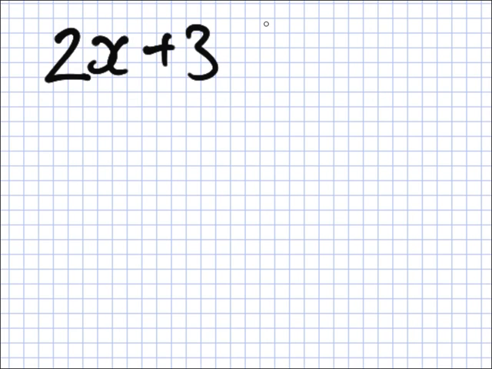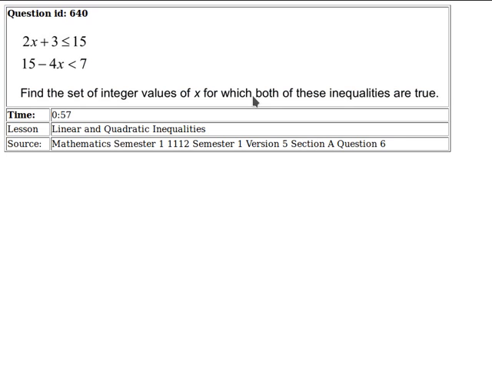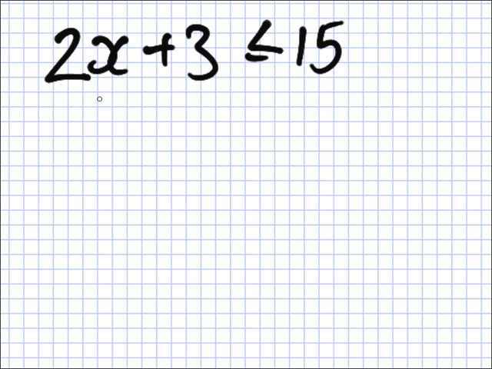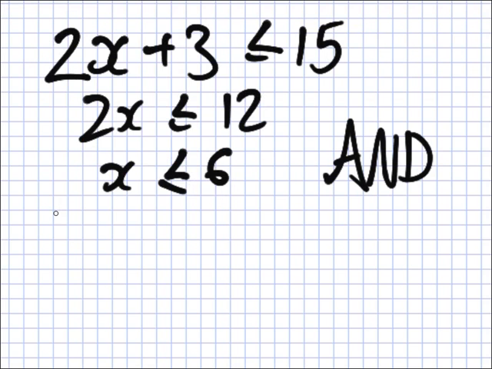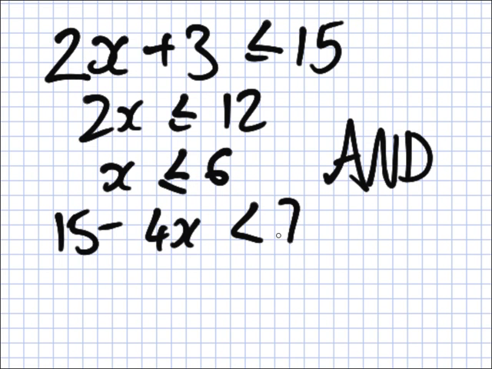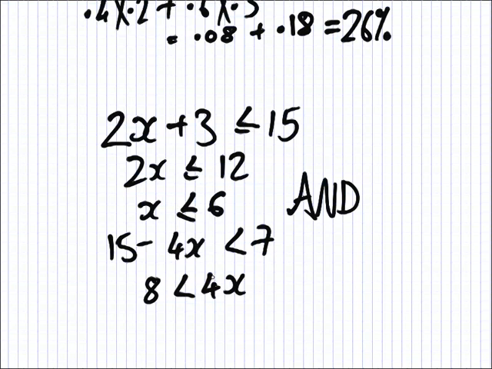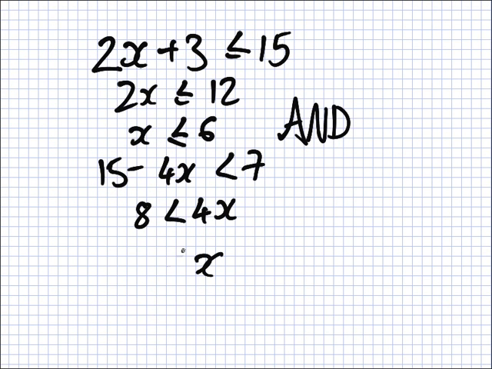2x plus 3 less than or equal to 15, yeah? So let's solve this one first. That's 2x less than or equal to 12, so x less than or equal to 6. And what's the other one? 15 minus 4x less than 7. So that's 8 less than 4x, so x more than 2.